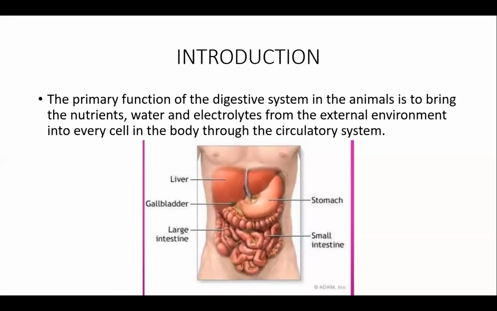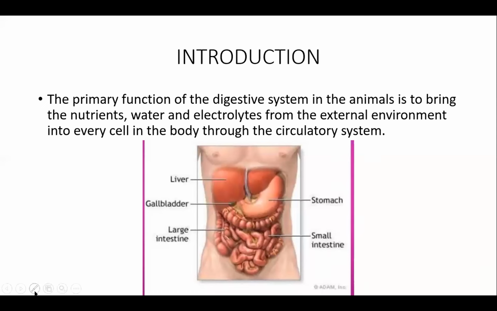So here what you see is a digestive system. The major function of a digestive system in your body is digestion. So what is digestion? The process of breakdown of the complex food materials that you take into your body into simpler compounds so that the body can absorb it. That is simply the definition of digestion.